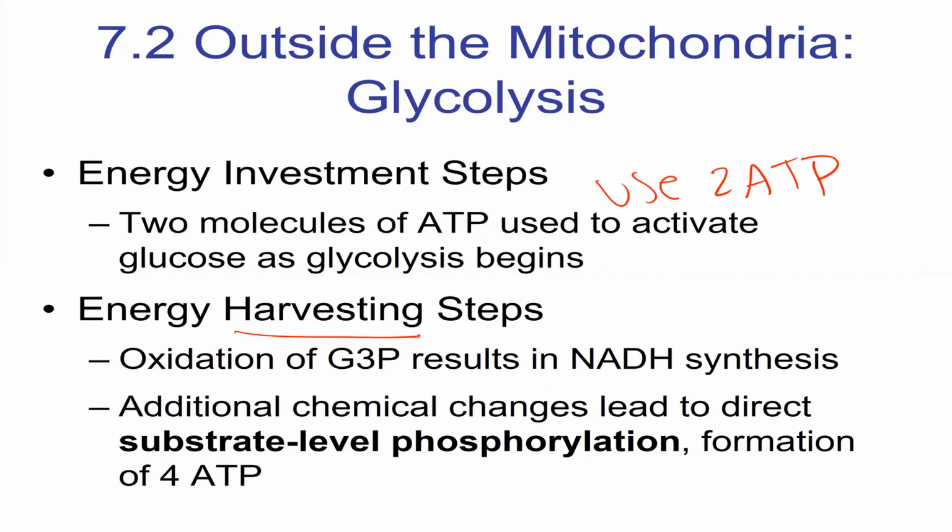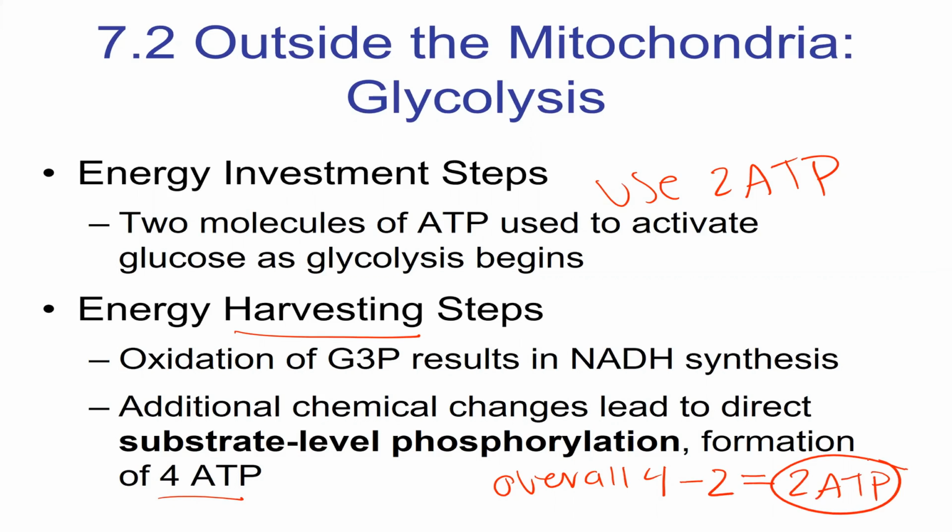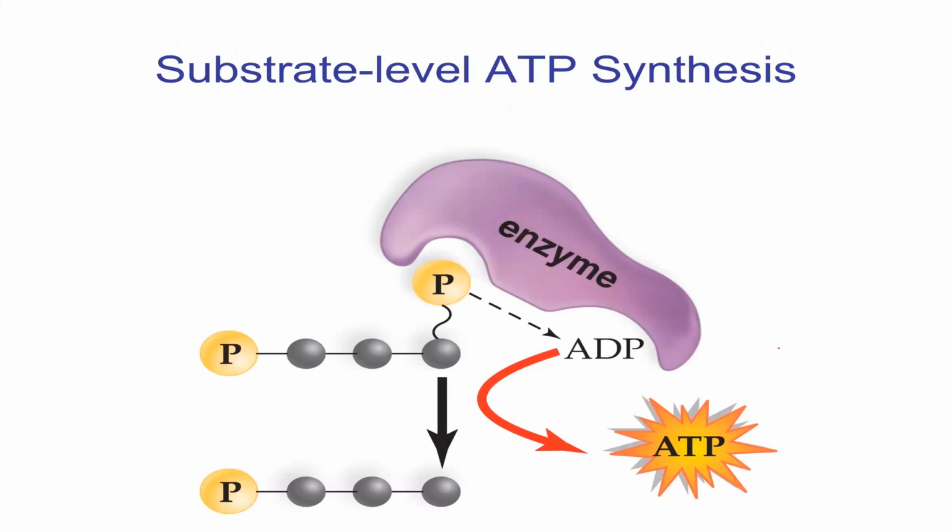Now, when we harvest, we are going to create 4 ATP. So overall, we had 4, but we had to use 2 in our energy investment phase for a total of 2 ATP to get created. Okay, so that is our net gain of energy in the step of glycolysis, the first step. So we have substrate level ATP synthesis creating.